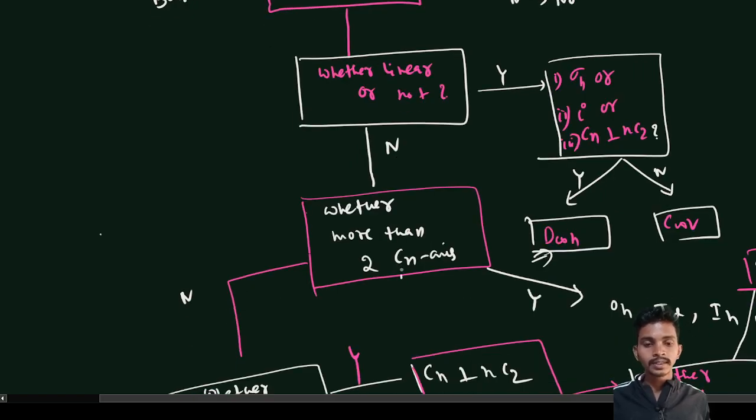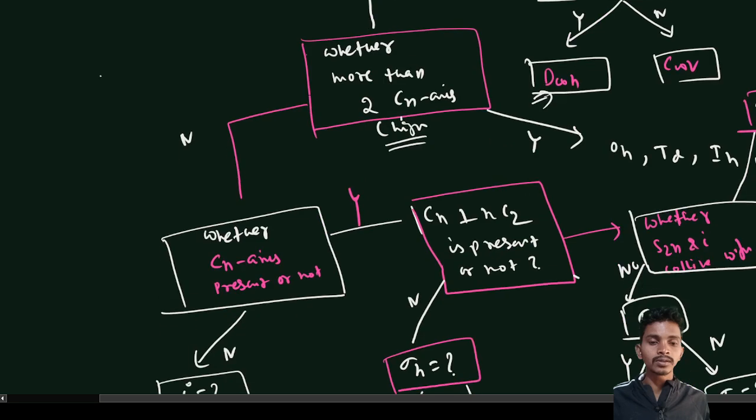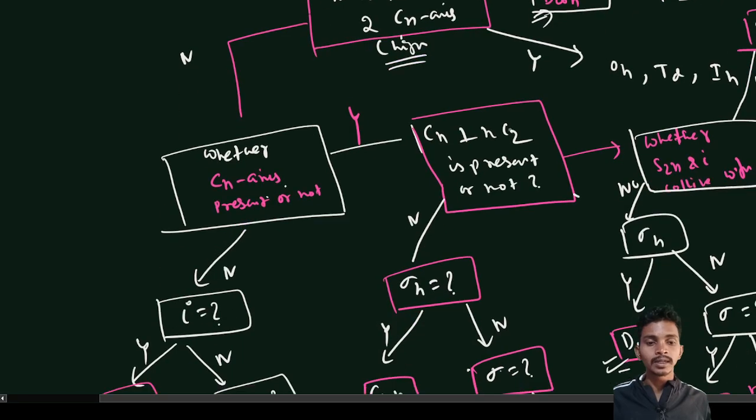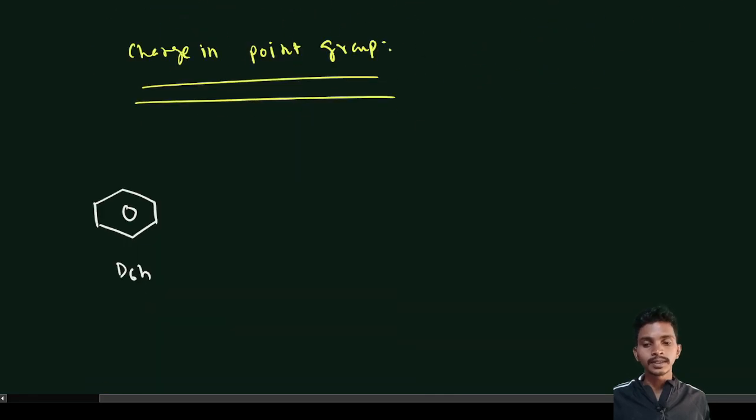Whether more than two CNs, this is actually for cases of highly symmetric molecules. So this is not so highly symmetric, so this will be no. Then whether CN is present? Yes. D6 is there, C6 is there, then CN perpendicular to NC2? Yes, because that is a dihedral group and a dihedral plane is there. Yes, then it will come to here. Whether S2N and I are collinear with CN? No. Then sigma h is present? Yes, then D6H, because N represents the principal axis. So this will come to D6H. Okay.